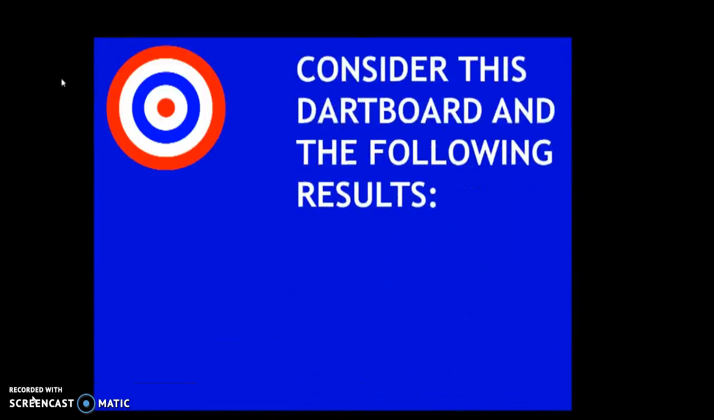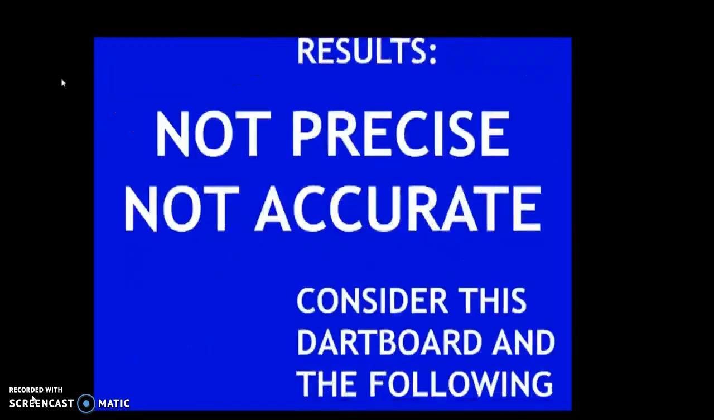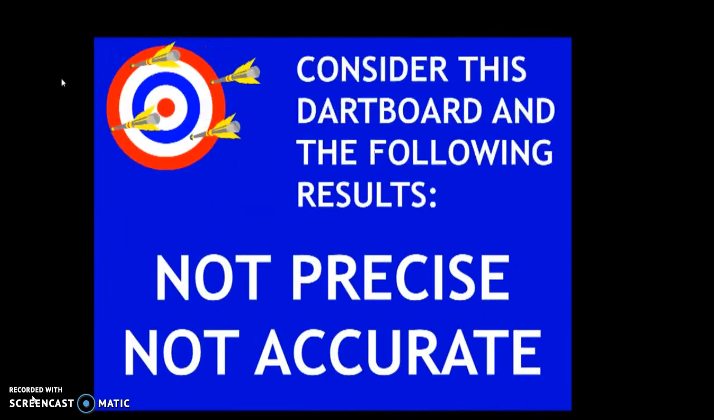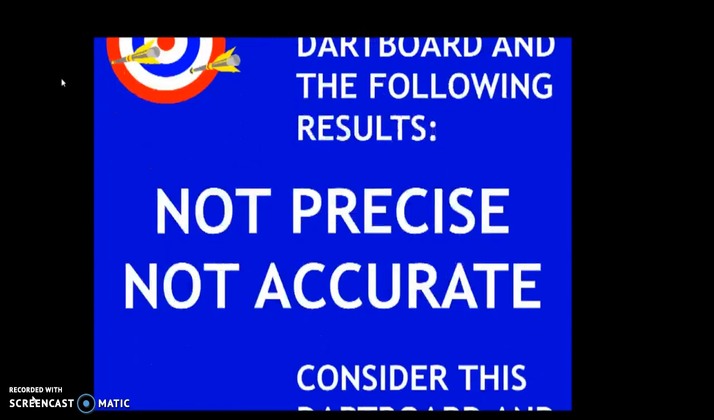If a dartboard represents a target and the bullseye would be an accurate measurement, that dart, as well as these next three, did not hit the bullseye, so these are not accurate, and because they are so spread out, they're not close together, these measurements are not precise. So not accurate and not precise.